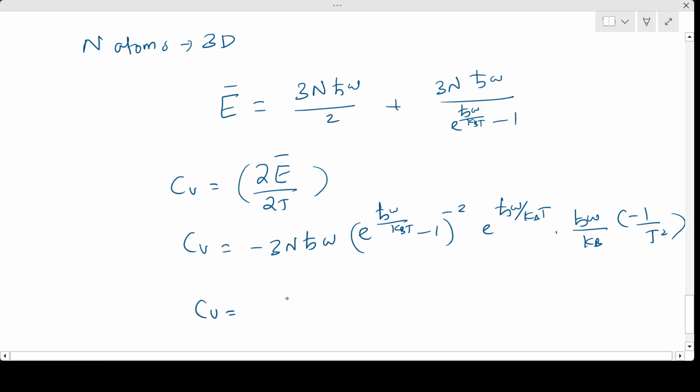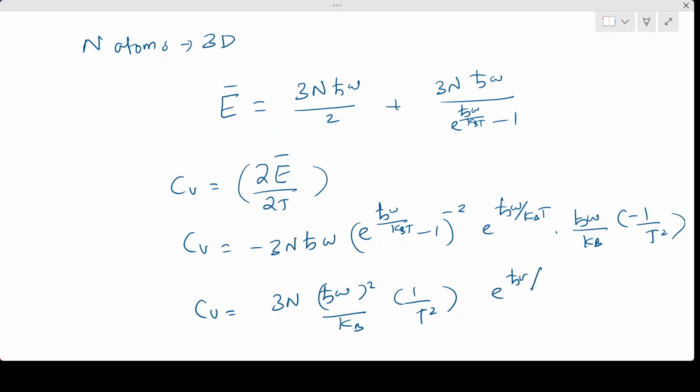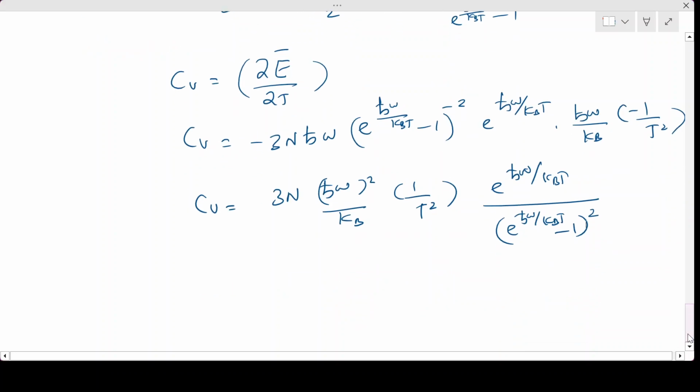And now if you write this equation like this, 3n (ħω) whole square divided by kB, 1 by T square will come, e raised to ħω by kBT divided by (e raised to ħω by kBT minus 1) squared. So if you rearrange these terms in this fashion, you can write Cv as 3n ħω square by kB, 1 by T square, e raised to ħω by kBT by (e raised to ħω by kBT minus 1) square.